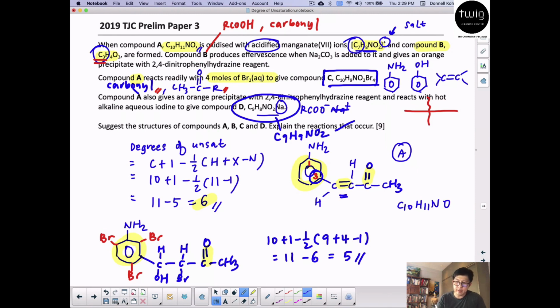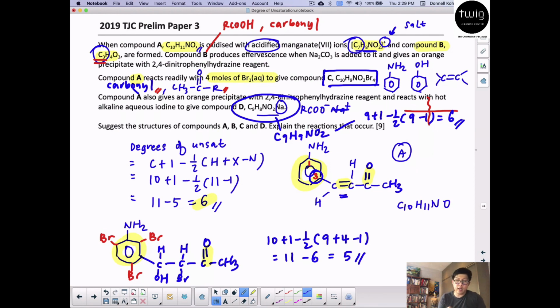So if you work it out, it'll be like 9 plus 1 minus half. Okay, so this gives you a value of 10 minus 4, 6. Right, so there you probably know there's a benzene ring and 2 double bonds. Alright, for D.